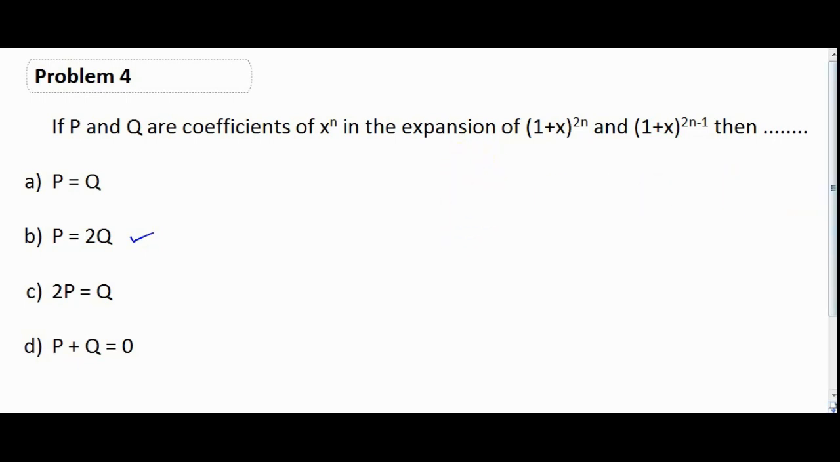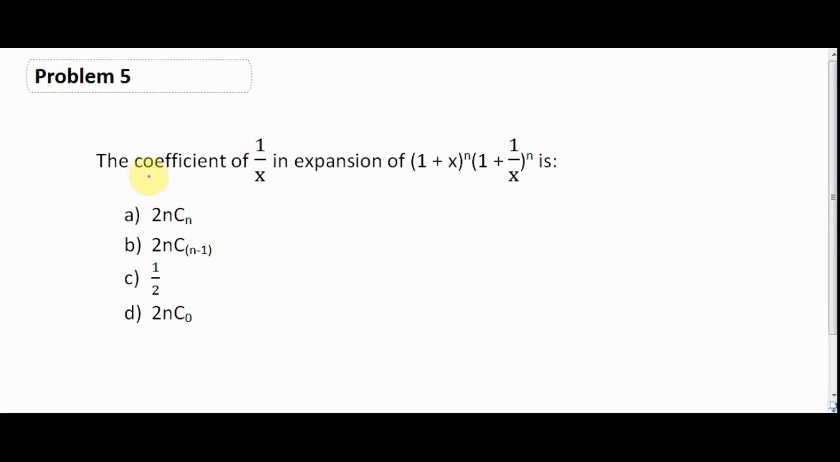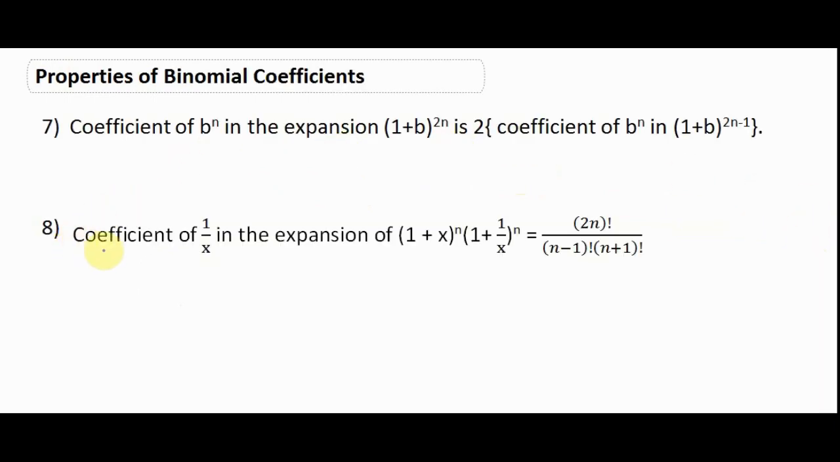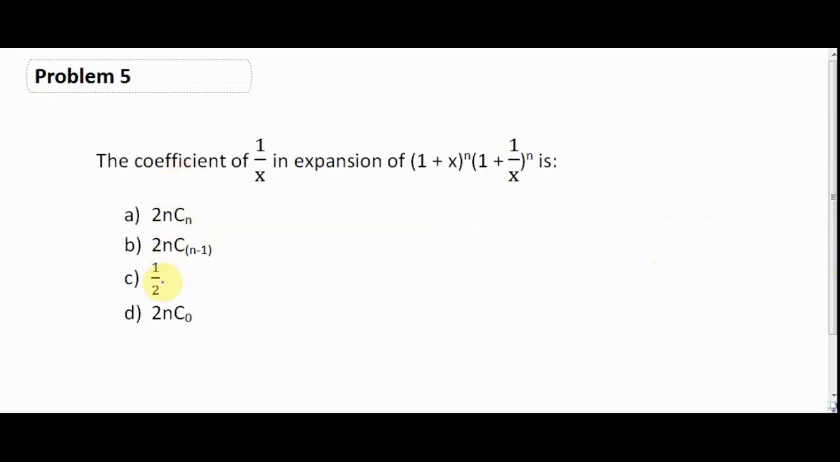Now let's see another problem. Problem 5. The coefficient of 1 by x in the expansion of (1 plus x) whole raised to n into (1 plus 1 by x) whole raised to n is. Okay, so this question is also based on properties of coefficients, that is, property number 8. The coefficient of 1 by x in the expansion of (1 plus x) whole raised to n into (1 plus 1 by x) whole raised to n is equal to 2n factorial divided by (n minus 1) factorial into (n plus 1) factorial. Now when you check the options, we do not have that expression here.